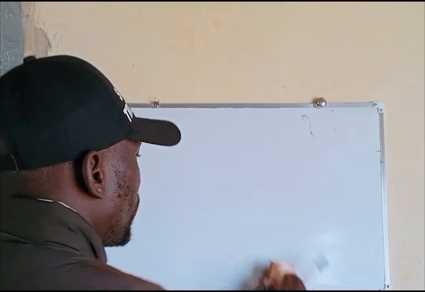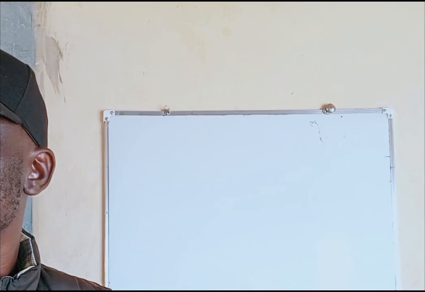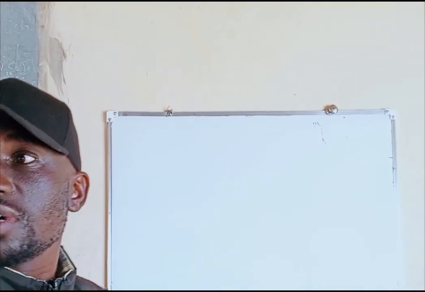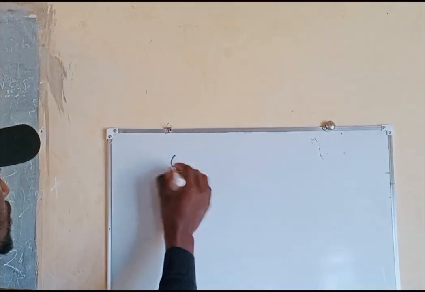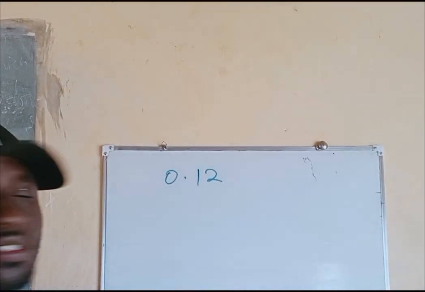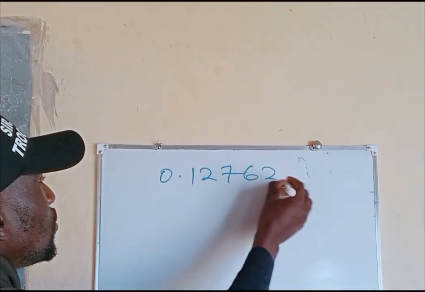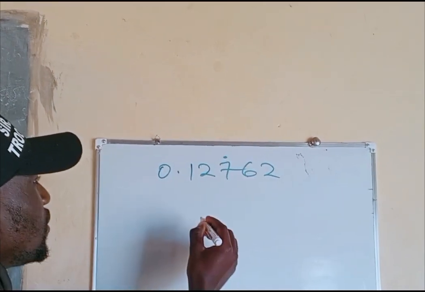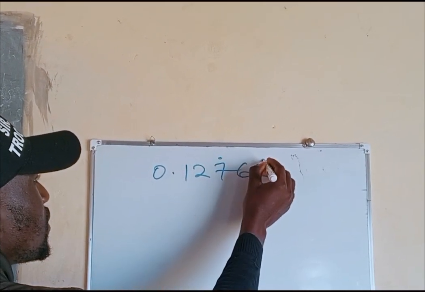Convert to fraction 0.12762. Melly, I'm writing. You're saying I convert what? 0.12762, a dot on top of 7, and the last digit 2.